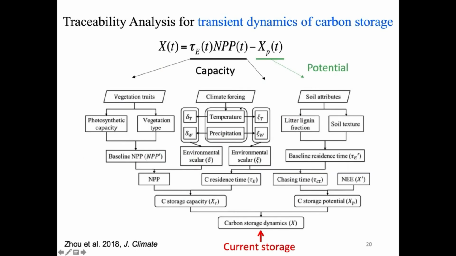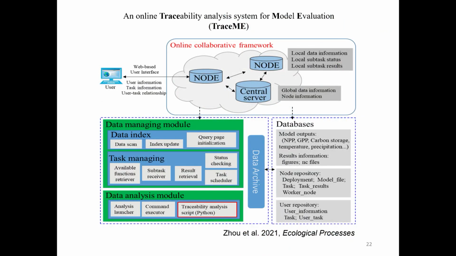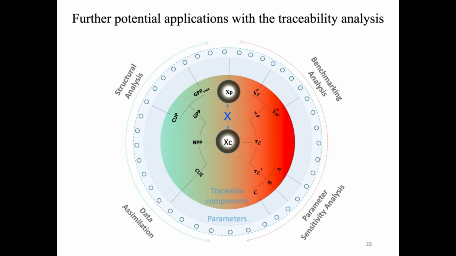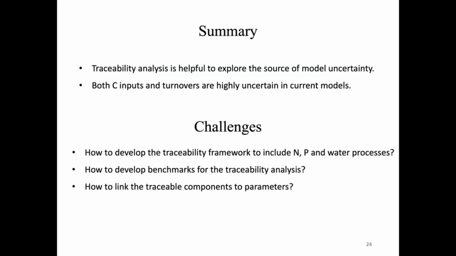This figure shows the transient traceability framework, which further decomposes the carbon storage capacity and potential into their key components. We further developed an online traceability analysis system called TraceMe to allow the web-based evaluation of CMIP models. In the future, there are some other potential applications of the traceability analysis. Those applications could include benchmarking analysis, parameter sensitivity analysis, and data assimilation. Many of these techniques will be introduced in this and in the coming units.